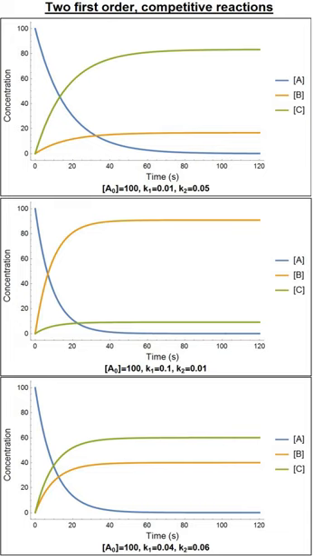The order y with respect to B under the same conditions, with B in excess, is determined by a series of similar experiments with a range of initial concentration [B]_0 so that the variation of k' can be measured.